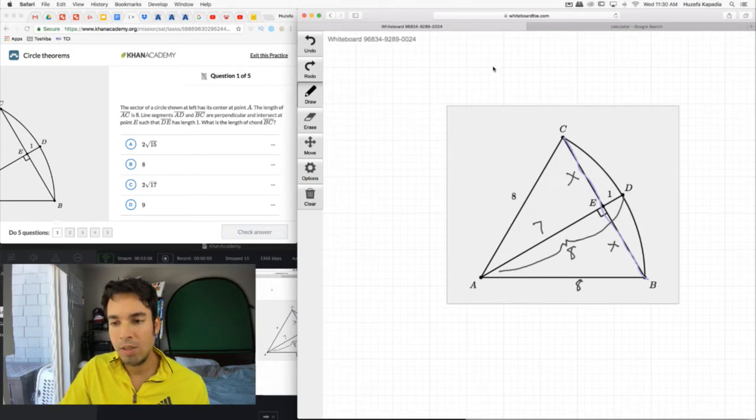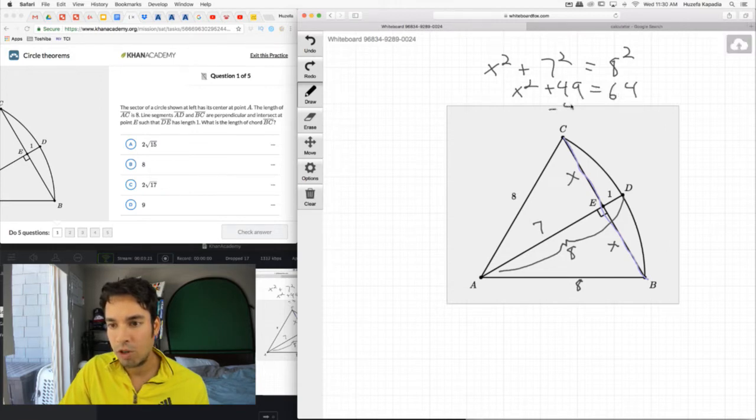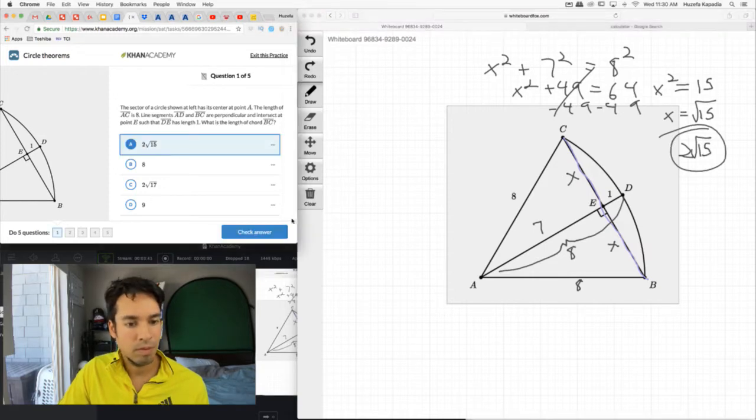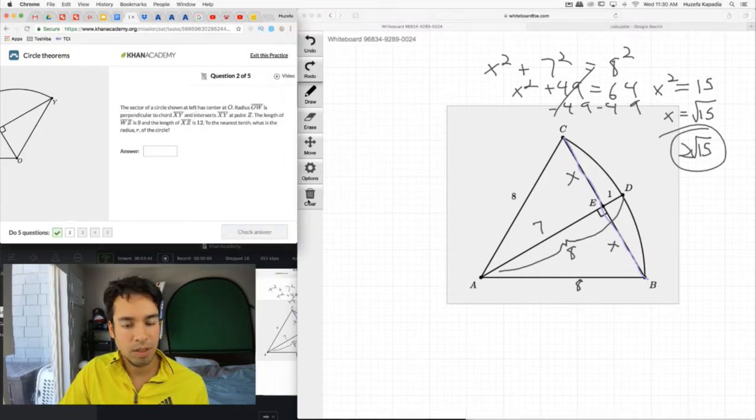So let's go ahead and use Pythagorean's theorem, and we'll say that x squared plus 7 squared, that's leg squared plus leg squared, equals hypotenuse squared, 8 squared. And we can solve for this. X squared plus 49 equals 64. I'm going to subtract 49, and then x squared equals 15. So x equals the square root of 15. So that's this value, and then this value is also square root of 15. Therefore, this entire value here is 2 square root of 15. Okay, sweet, correct. Next question.